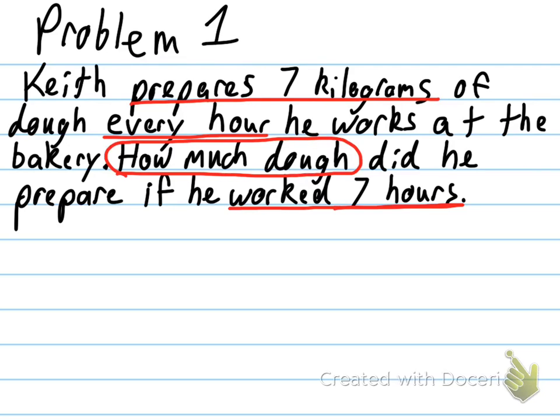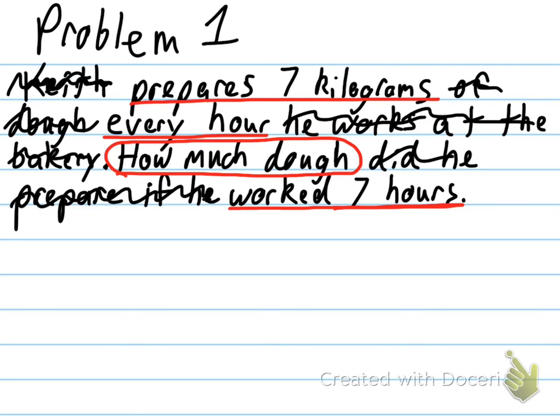So now that we have everything circled like that, we're going to mark out everything that's not important. Keith isn't important. We really don't need to know his name. Of, dough, not too important. He works at a bakery. Who cares? To be honest, it doesn't really matter that he works at the bakery for us to figure out this problem. And then, did he prepare? We don't really need that. That's just fluff. That's just to make it a nice paragraph or sentence. So all we're left with is he prepares 7 kilograms every hour, worked for 7 hours. How much dough did he make?